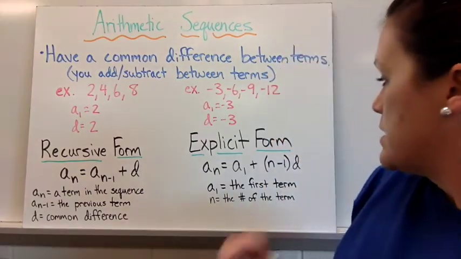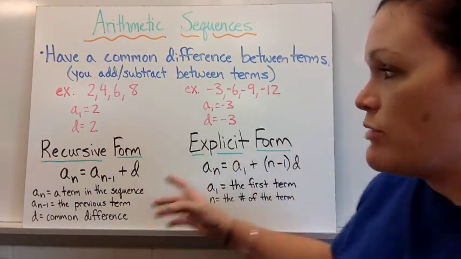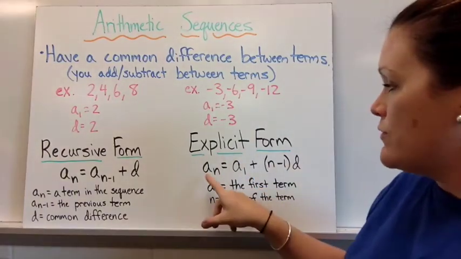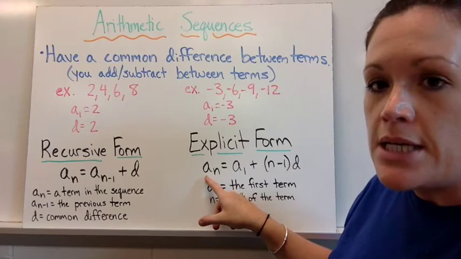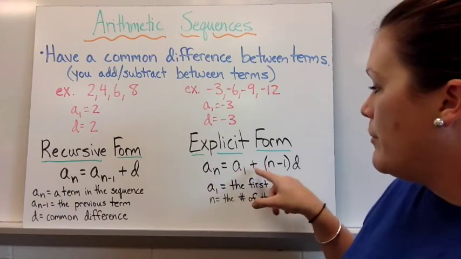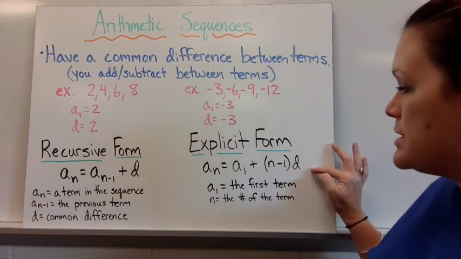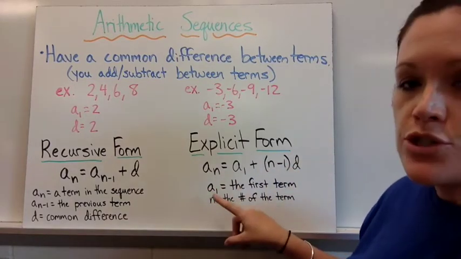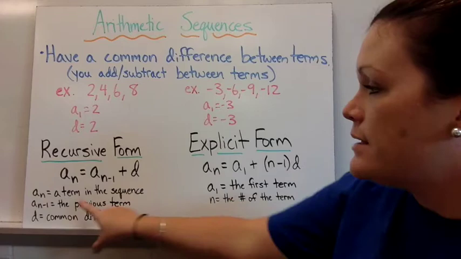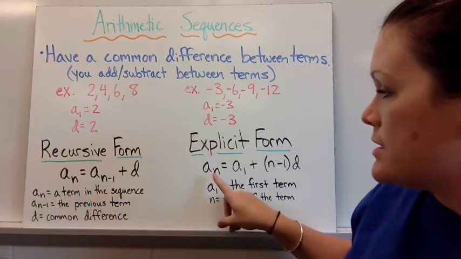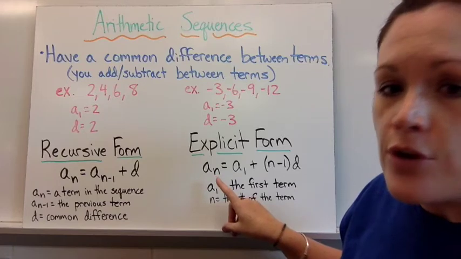So let's look over here at explicit form. Sometimes you need recursive and other times you need explicit. So explicit form is set up as a sub n equals a sub 1 plus n minus 1 in parentheses times your common difference. So a sub 1 is your first term. A sub n is the same as it was over here, so I didn't write that twice. That's a term in the sequence you're talking about, or your nth term.